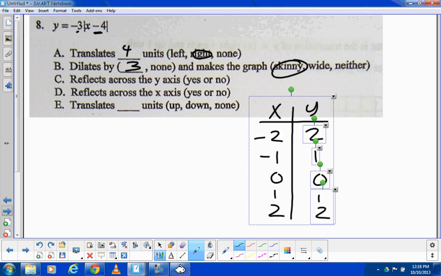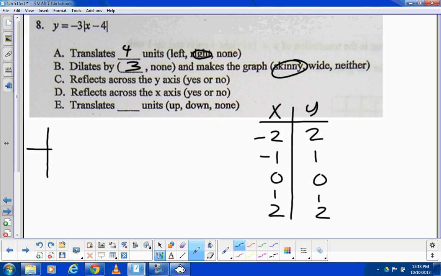All right, reflections here. Now notice I have a negative on the outside. So if I have a negative on the outside, it means it reflects vertically, and so that would have to go across the x-axis. So yes on the x, but no on the y. The y would have had a negative on the inside, like our last problem did. And translate, notice that we're not adding or subtracting anything there, so it's not going to go any up or down. So I'm just going to do none right there.